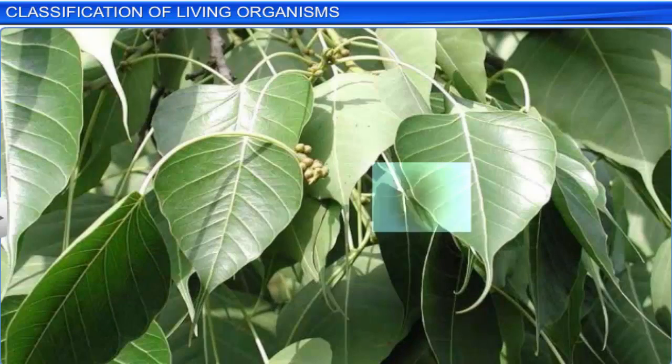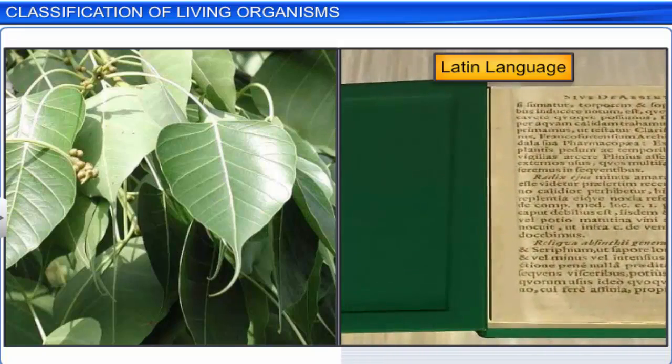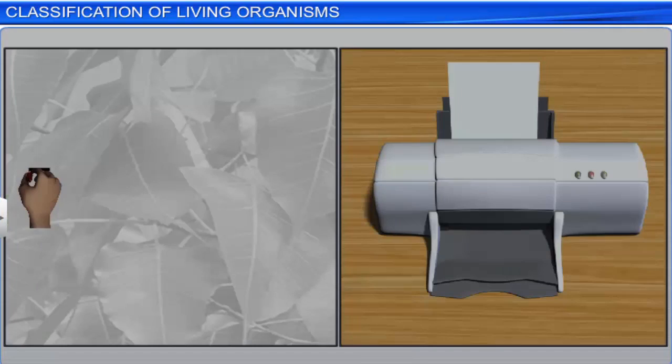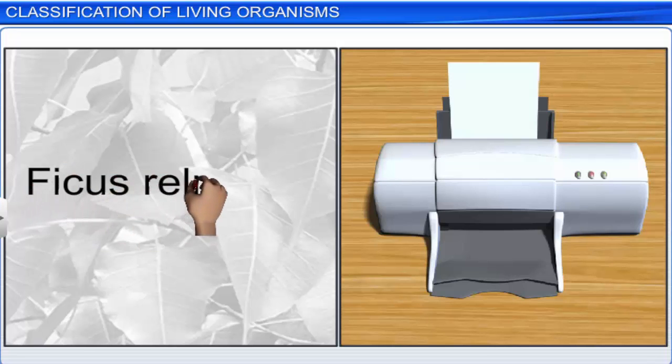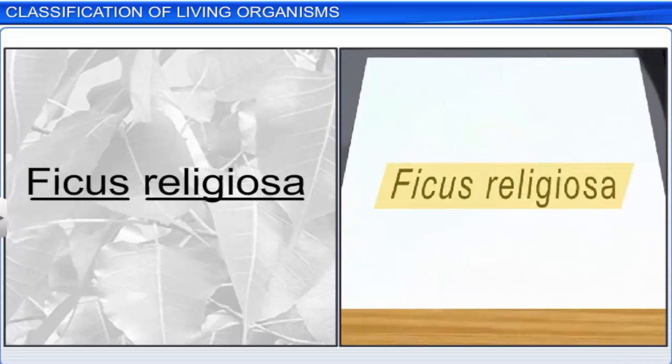Moreover, scientific or biological names are generally in Latin or derived from Latin, irrespective of the origin of the organism. Also, when a scientific name is handwritten, both the words are underlined separately, whereas when printed, it is in italics to indicate its Latin origin. Finally, the first word, the genus, starts with a capital letter, and the specific epithet starts with a small letter.